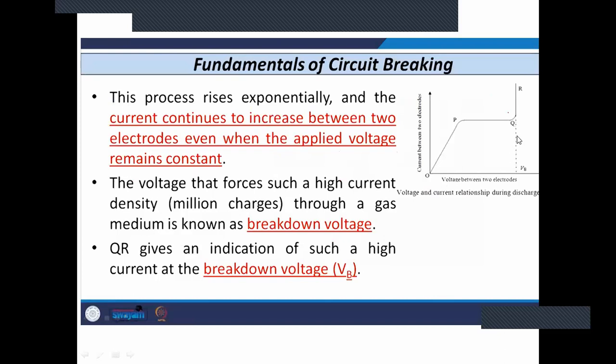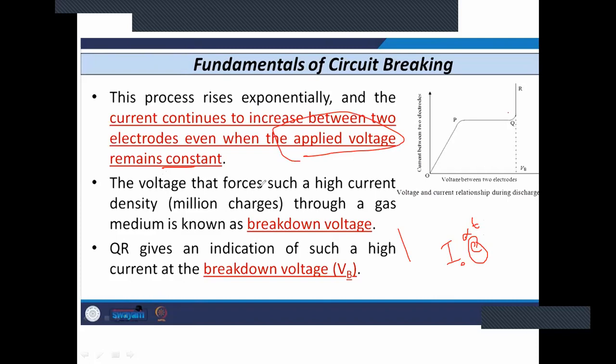So actually the exponential rise has occurred. As we have discussed in the Townsend theory, we will have I0 e^(αt). It means an exponential rise occurs in the current, even when we have a constant voltage.